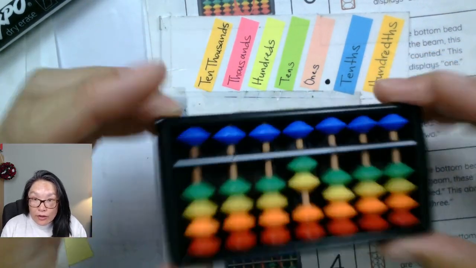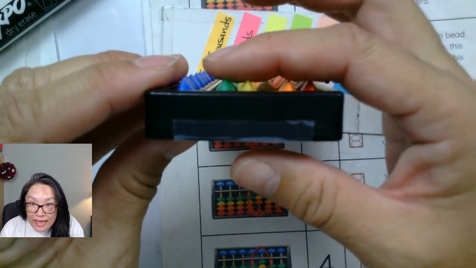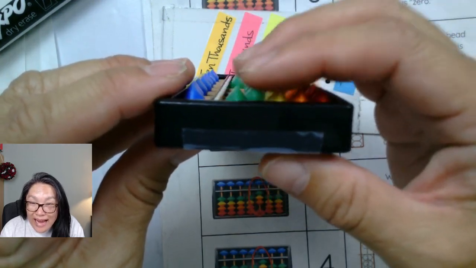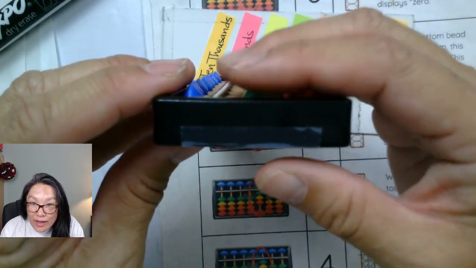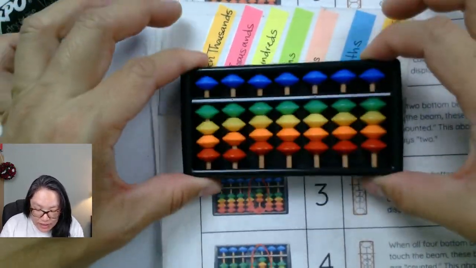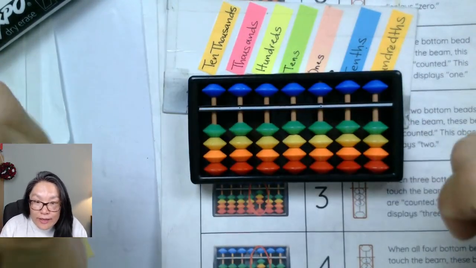However, what we want to do is take a look at the beads. If you notice the beads, there's an edge to it. So we're going to be gentle when we use the abacus. We're going to be happy when we do abacus. Why? Because the beads are easy to move. They're like a little rattle.